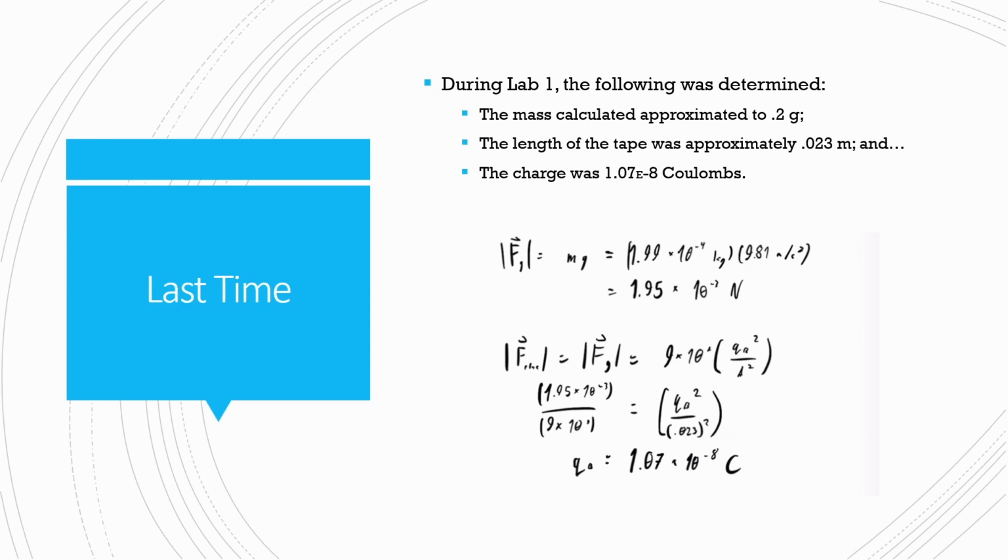During Lab 1, the following was determined. The mass calculated to approximately 0.2 grams or 0.0002 kilograms. The length of the tape was approximately 0.23 meters, and the charge was 1.07 times 10 to the negative 8 coulombs. You can see the calculations here.